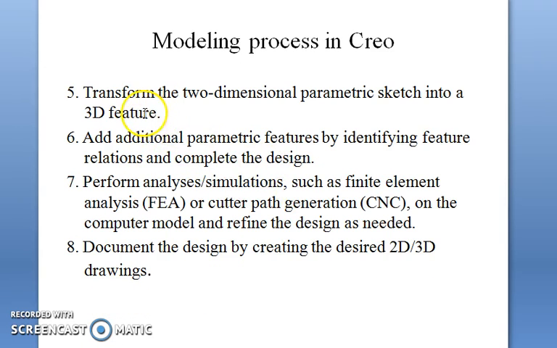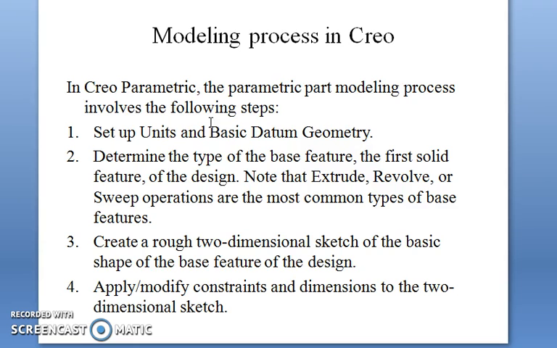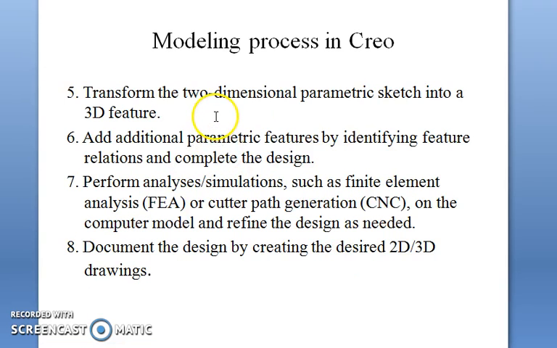The next step is transforming the two-dimensional parametric sketch into a 3D feature. To transform a two-dimensional sketch into a 3D feature, we will use extrude and revolve operations. So in this phase, a 2D drawing is transformed into 3D.